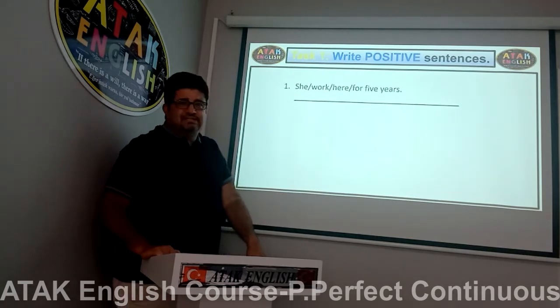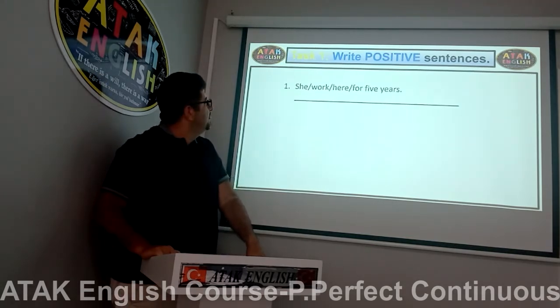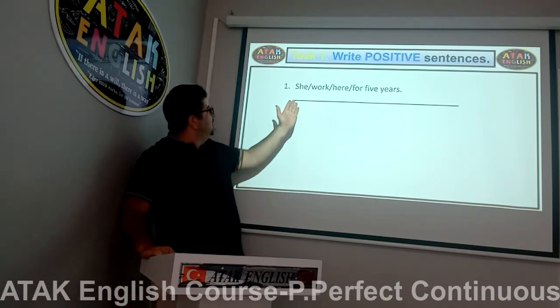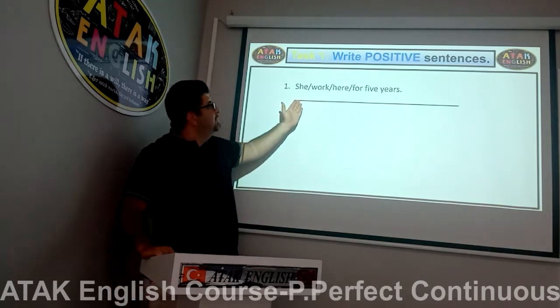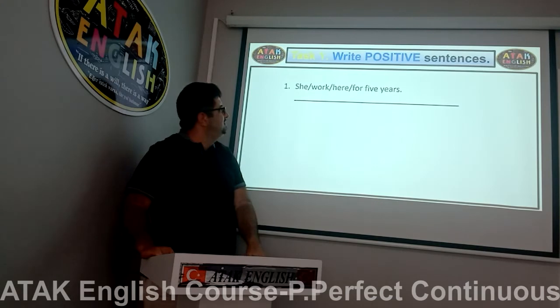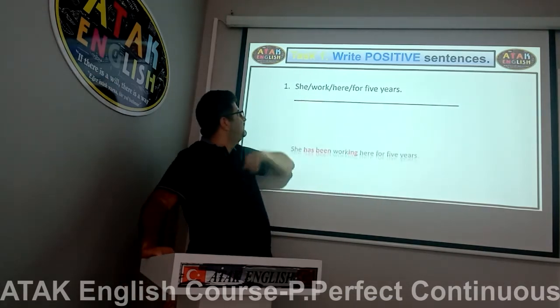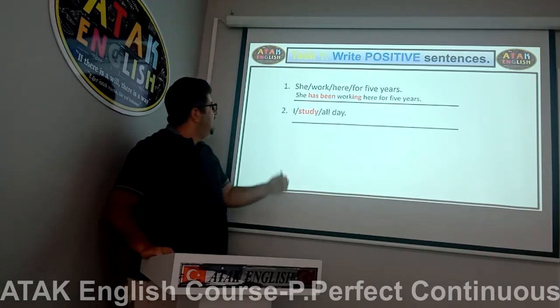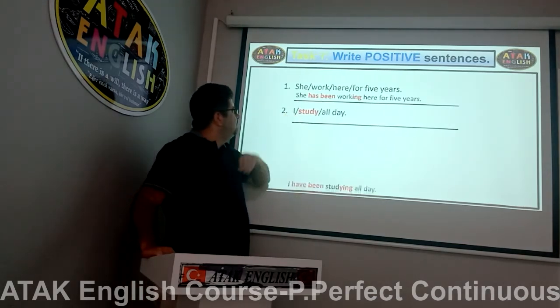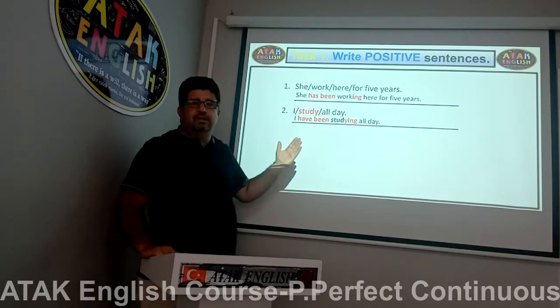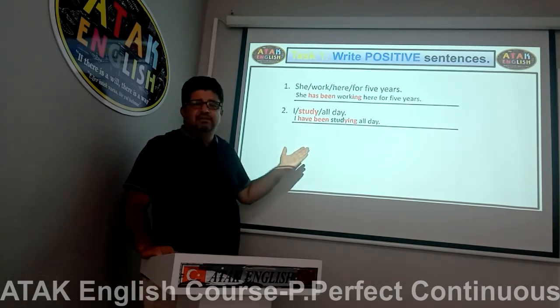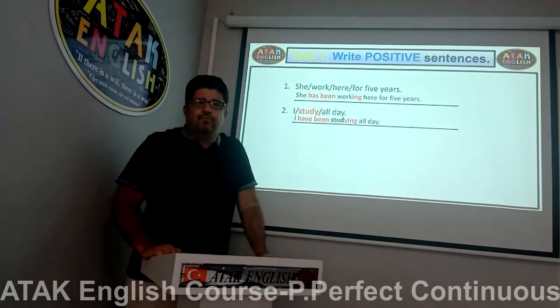Some more practice we're going to do now. This time, we're going to read and make positive or affirmative sentences. She has been working here for 5 years. I have been working all day. What am I doing here? I basically practice the structure. What is my structure or word format? Have, has, been, verb plus ing for the present perfect continuous tense.